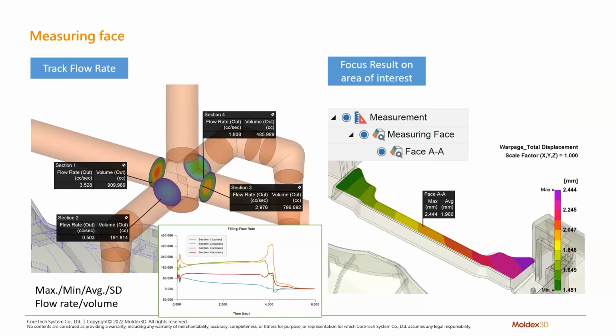Here are some of the applications that we can do with the feature, such as measuring the flow rate of each runner, or exploring the result on the area of interest. As you can see on the right, now we are able to explore the warpage results focused on a certain part of the model. And the measuring phase result can also be applied to the XY plot as well. And let's do a quick demo.